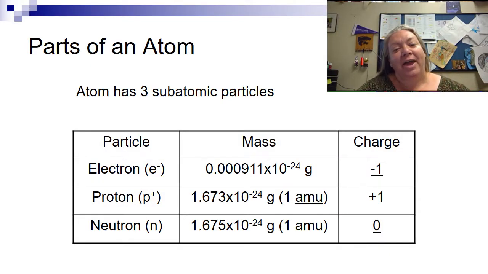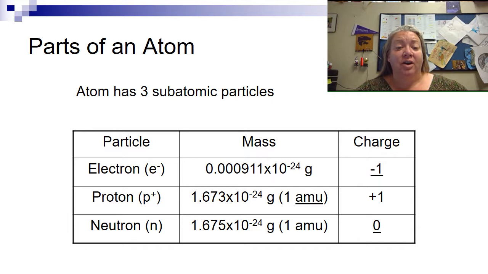Now, we talk about how the atom has 3 subatomic particles. What does subatomic mean? Subatomic means that it's smaller than an atom. That makes sense. So an atom has 3 parts to it. Now today we know that there's more parts. You can get to quarks and strings and all sorts of stuff. But for us in this class, 3 parts to the atom. We have electrons, protons, and neutrons.